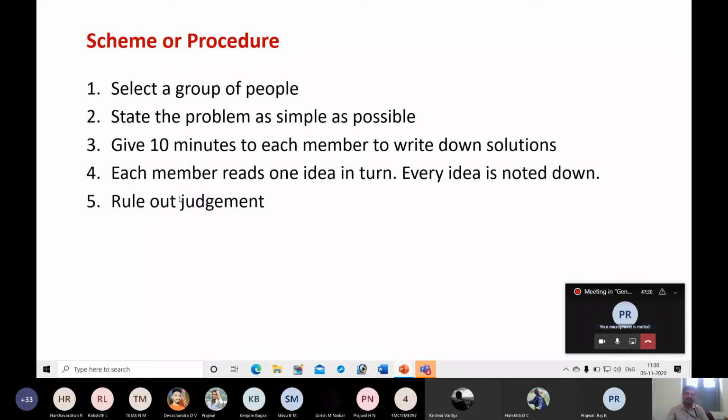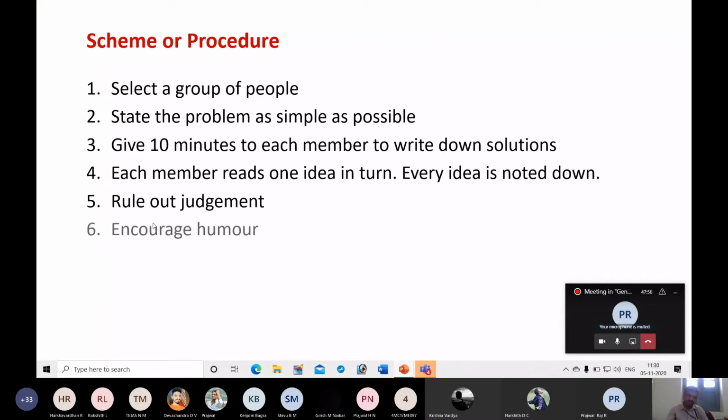Next, rule out judgment. Why you have to rule out judgment is that if you start criticizing the ideas, that will result in an inhibiting factor. That means people start to hesitate to say what they want to say. Okay, that is the problem. When people don't have a conducive environment where they can speak their mind, then you know the consequences. That's why judgment or criticism will be avoided in brainstorming.